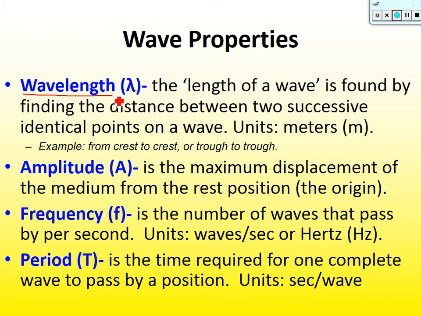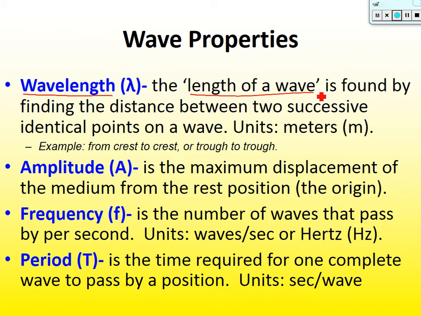Wavelength is given this symbol. It's kind of a funny looking symbol. It looks like an upside down Y. It's a Greek letter. It's called lambda. So if I ever say lambda, that's what I mean. This is the symbol. It's wavelength. So what is wavelength? Well, its name implies length of a wave. It's pretty much self-explanatory. But how do you find it?